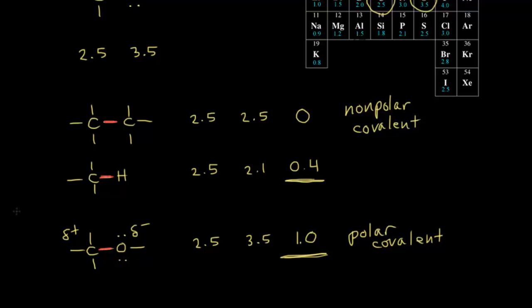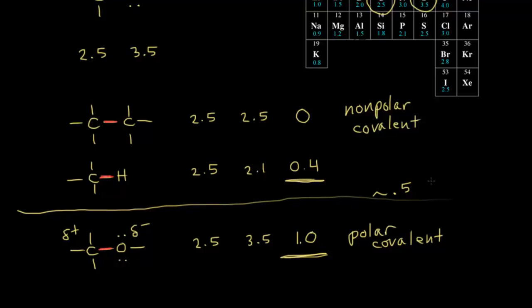So somewhere in between there must be the difference between a nonpolar covalent bond and a polar covalent bond. And most textbooks will tell you approximately somewhere in the 0.5 range. So if the difference in electronegativity is greater than 0.5, you can go ahead and consider it to be mostly a polar covalent bond. If the difference in electronegativity is less than 0.5, we would consider that to be a nonpolar covalent bond.